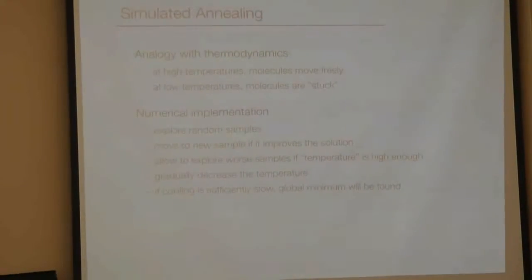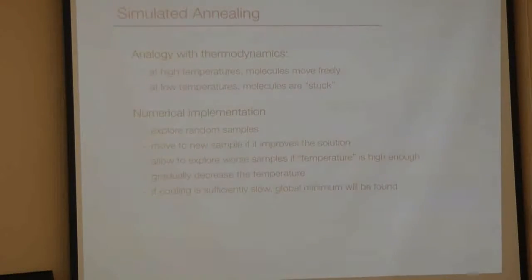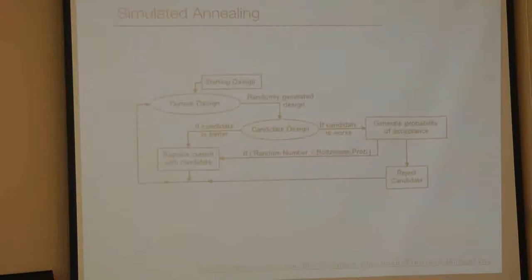Sometimes we also allow the procedure to go to a worse point because it helps to escape local optima. And this transition to a worse solution takes place when the temperature is high enough. So as we let the algorithm cool down, at the beginning there is a large probability that we also move to a worse point. But as the temperature goes down, the probability by which we accept a worse solution decreases. Then we gradually decrease the temperature to simulate the cooling down of the liquid or of the material. And it can be shown that if the cooling is sufficiently slow, then the global minimum of a non-convex function will be found. Okay?